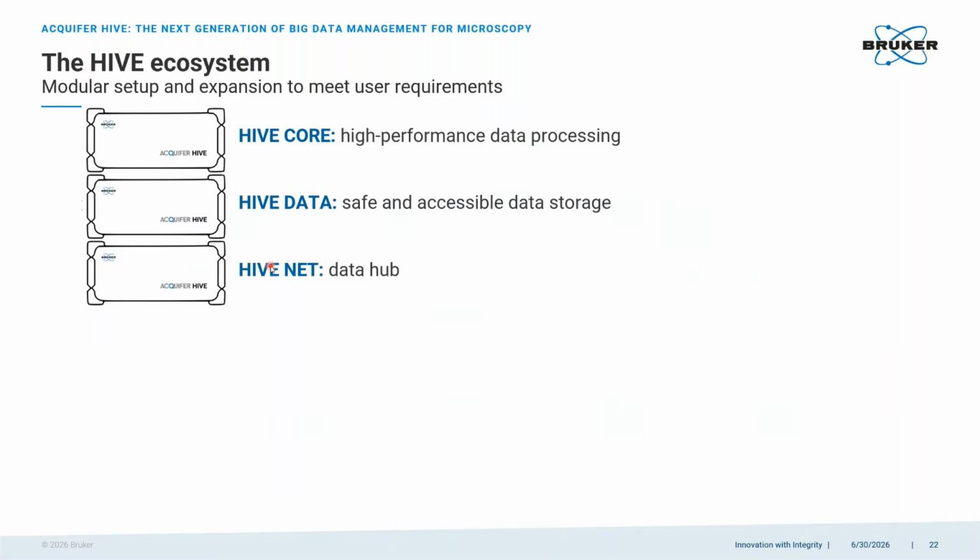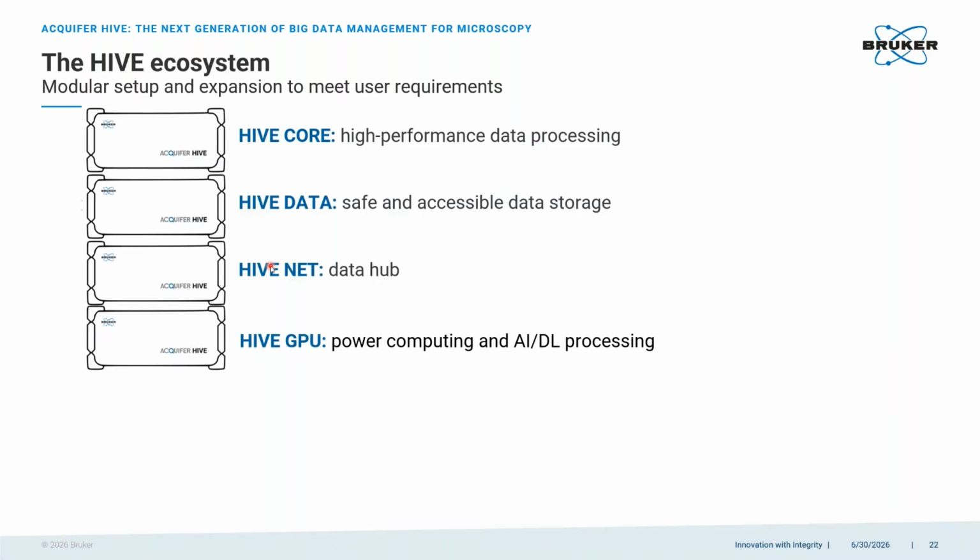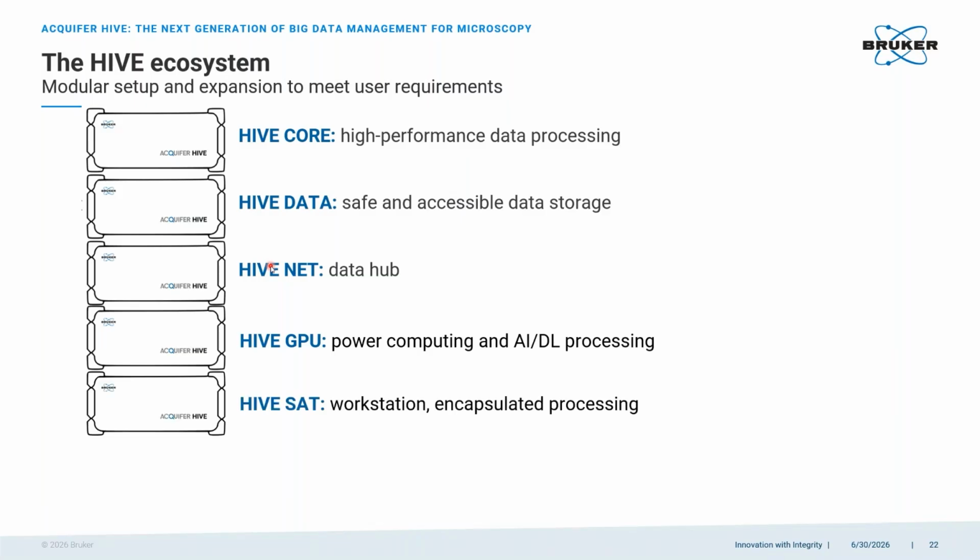So I mentioned it's a modular system, and I talked so far about the 3 main modules, the core, data, and net, but the Hive ecosystem is a little larger, so there are additional modules. You can have also a Hive GPU module, where you can have multiple GPUs attached to your main Hive systems for GPU processing, deep learning applications, and you can have a Hive satellite, which at the end is a high-performance workstation with which you can expand your computing power of the Hive and maybe also use it to encapsulate certain projects on a dedicated workstation connected to the Hive system.